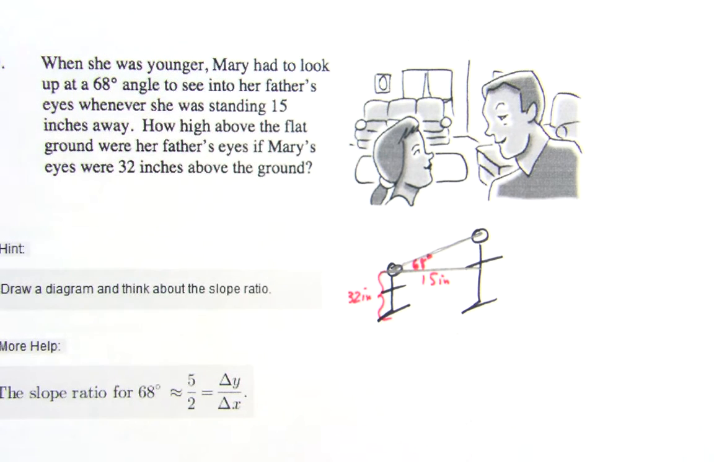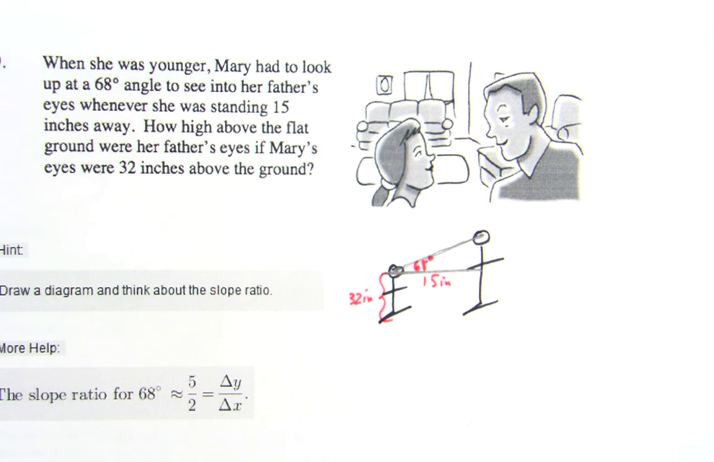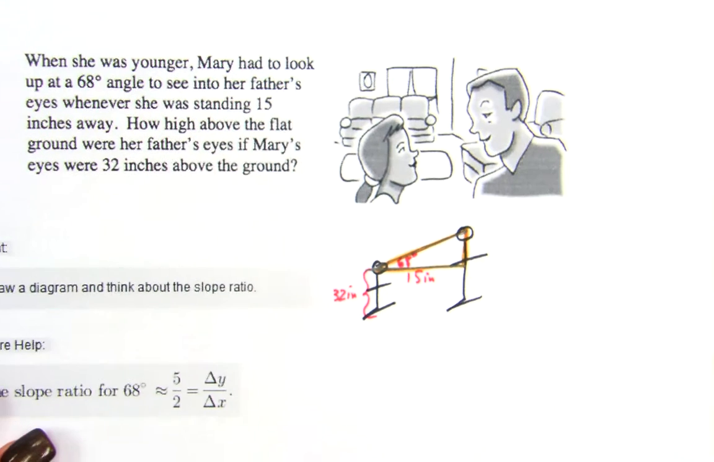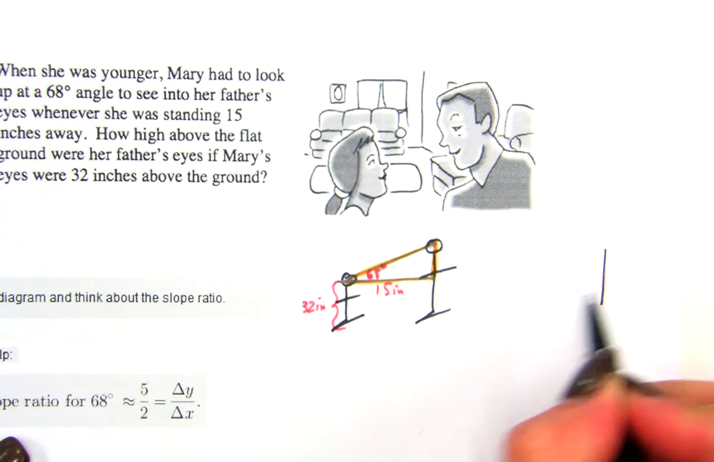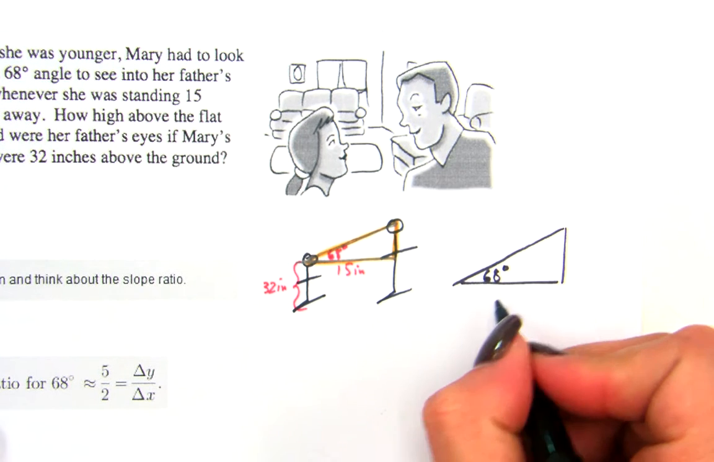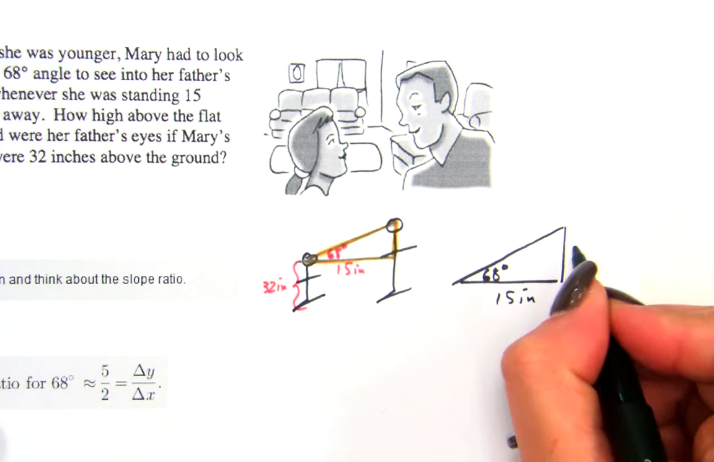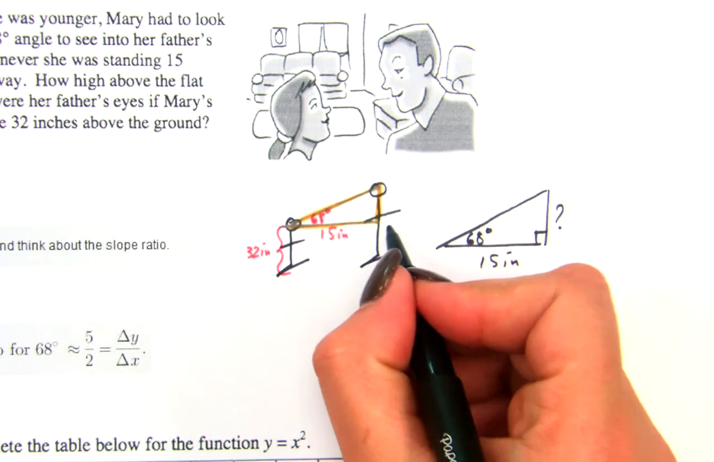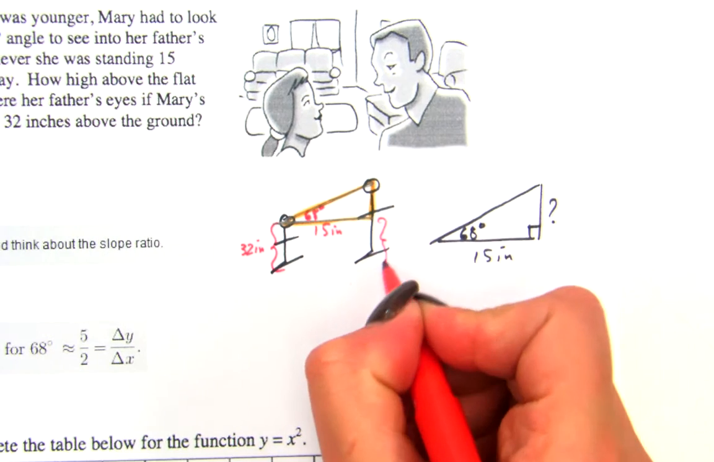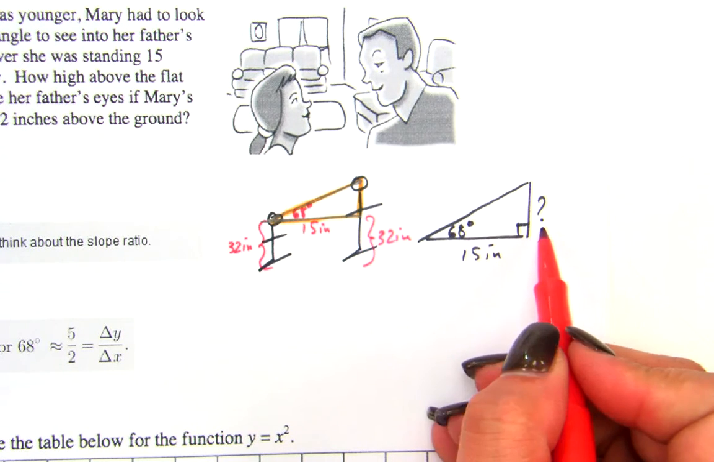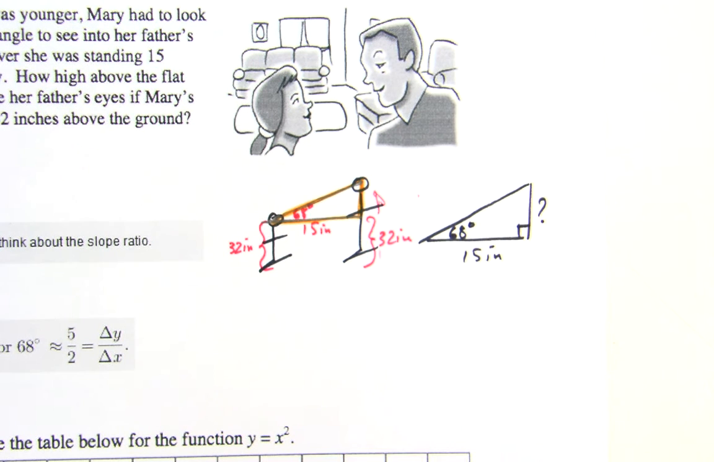Okay, if you don't see it, I'm going to color this in really quick for you. Your triangle is right here. So we have a wonderful right triangle at 68 degrees, and we know this is 15 inches. We don't know this part, but I'm sure that you can find it using your tangent ratio. And then the remaining bit is 32 inches, right? So whatever you find, please don't forget to add it to the 32 to get the total height up to her dad's eyes.